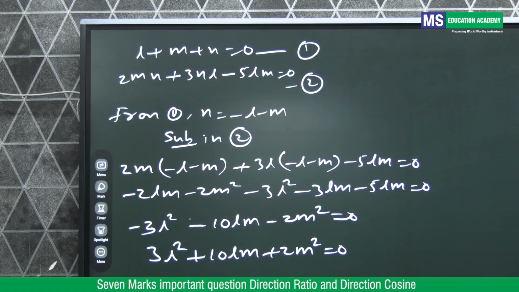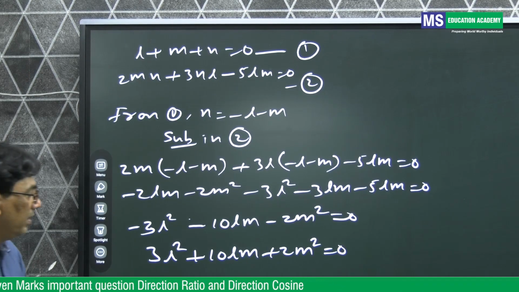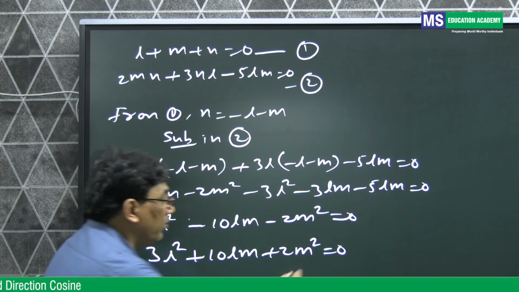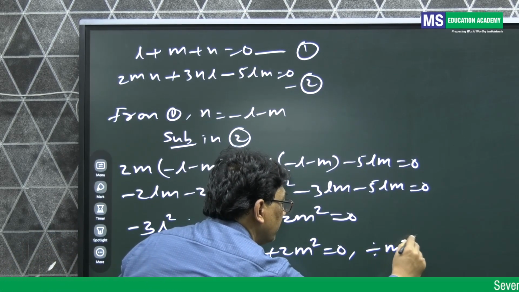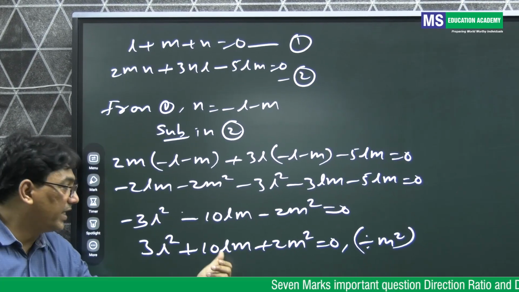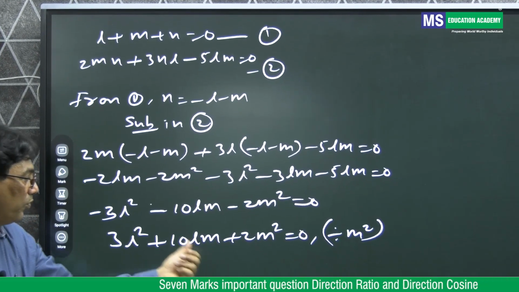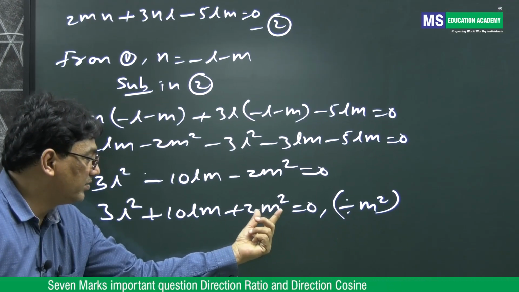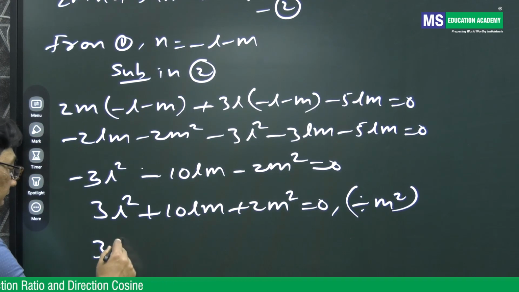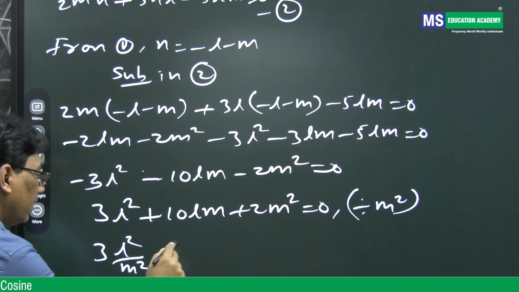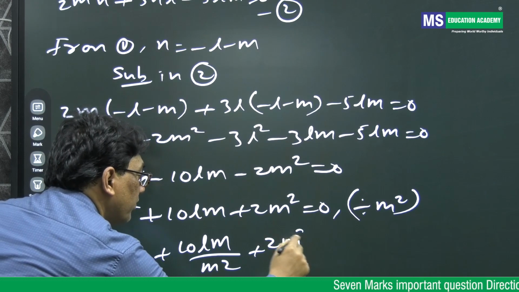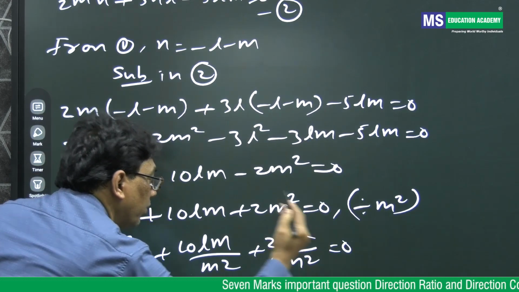Then when the factors do not come, what to do? Another logic. L square, LM, M square. The last term is M square here. We have to divide with M square. This concept we have to remember: when you cannot get the factors, we have to divide with the last variable term, M square. If we divide 3L square by M square, 10LM by M square, 2M square by M square is equal to 0.